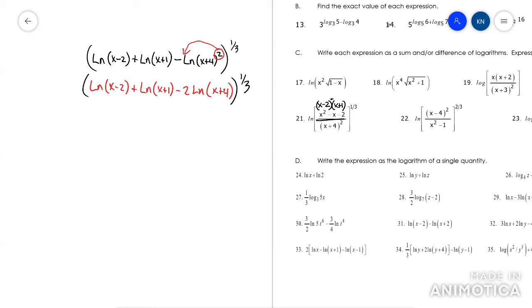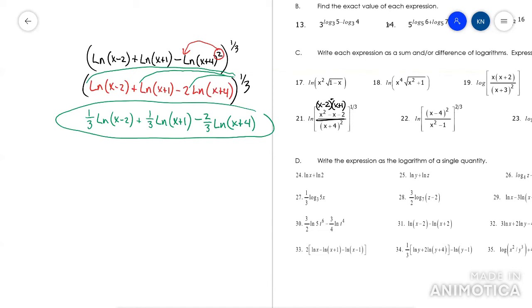All right, now I'm going to distribute the 1/3. Basically it's going to look like this. It's just going to go and sit right in front of all these ln's. So it's 1/3 ln of x minus 2, 1/3 ln of x plus 1, and then it's a 2 times 1/3, so minus 2/3 ln of x plus 4. Green would be my answer here. That one's a little tricky.